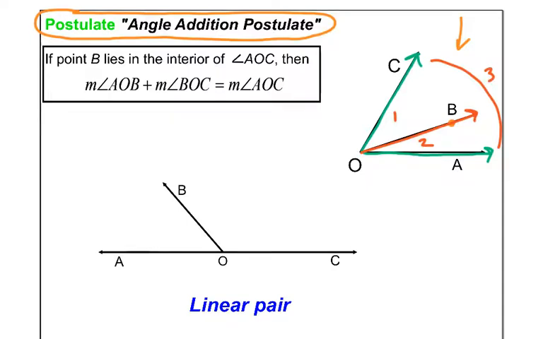See how it looks like the segment addition postulate, but we're just dealing with angles. So it's over here on the left-hand side, friends. If B is on the inside of AOC, then the measure, notice I'm using M because we're talking about measures, the numbers.